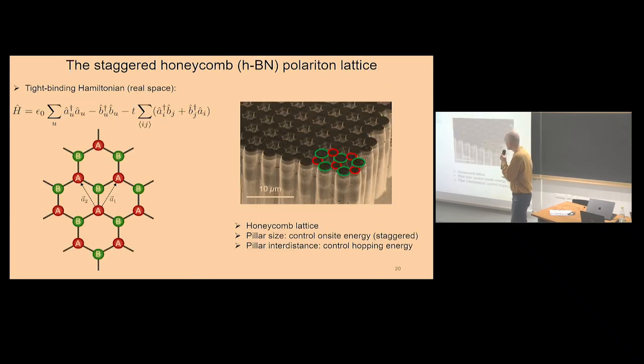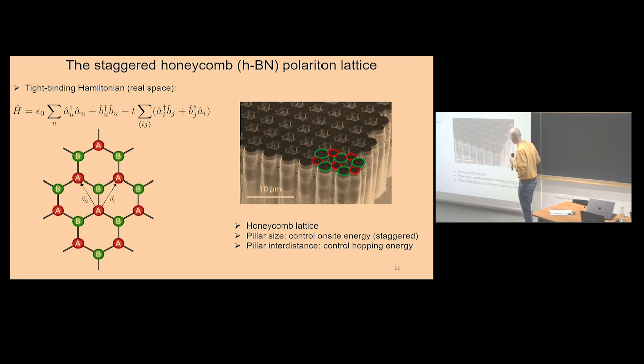Okay, so now we can go all the way to 2D. I showed you 1D lattices. Let's look into honeycomb lattices. We can basically fabricate these kinds of structures where the pillars are etched in the form of this honeycomb lattice. It's a little bit special honeycomb lattice.